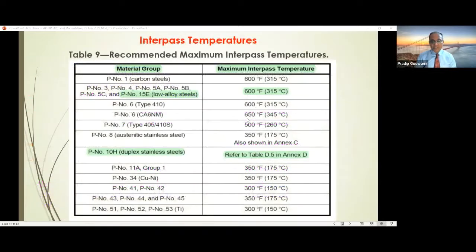And as you can see here, these are the maximum recommended interpass temperatures. For the carbon and low alloy steels, the typical recommendation for carbon steels is 300 or 315 degrees centigrade. For duplex, there are various materials involved. For P8, the maximum is 175 degrees centigrade, and for other materials like P5A, P5B, and P15A, P91 low alloy steels, it is a maximum of 315 degrees centigrade. But again, as I told you, this is only a guideline, but you have to devise the preheat as well as the interpass temperature control based on your project specification as well as the various requirements as mandated by the contract.